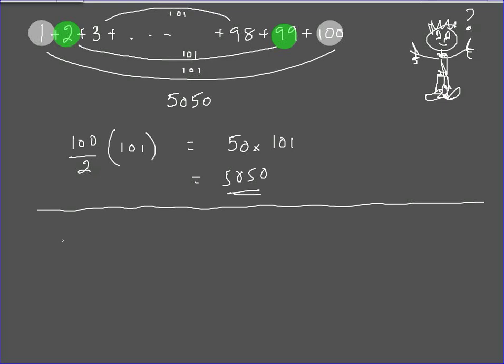Good old Gauss came up with an answer, 5050, but he did give us a very nice method for dealing with any arithmetic series. So let's have a quick think about the one that we started off with. 2 plus 5 plus 8, and it got all the way to, I think it was 89, wasn't it? And that was the 30th term. So 2 to 89, 30 terms.